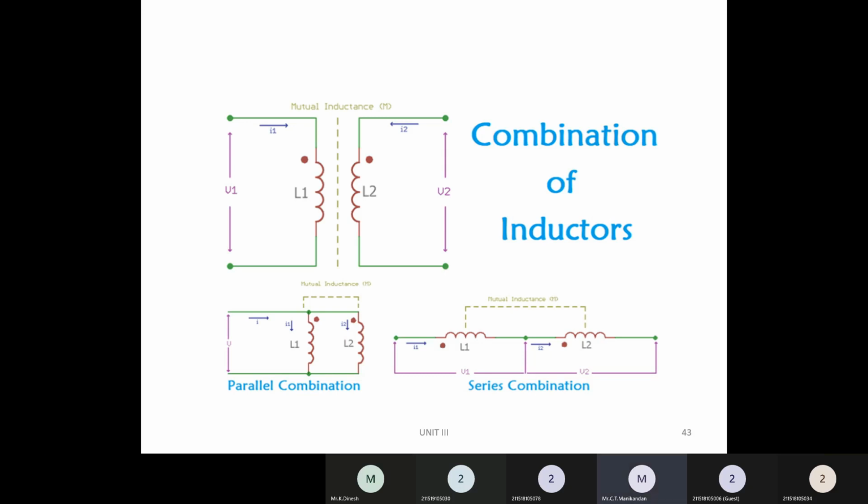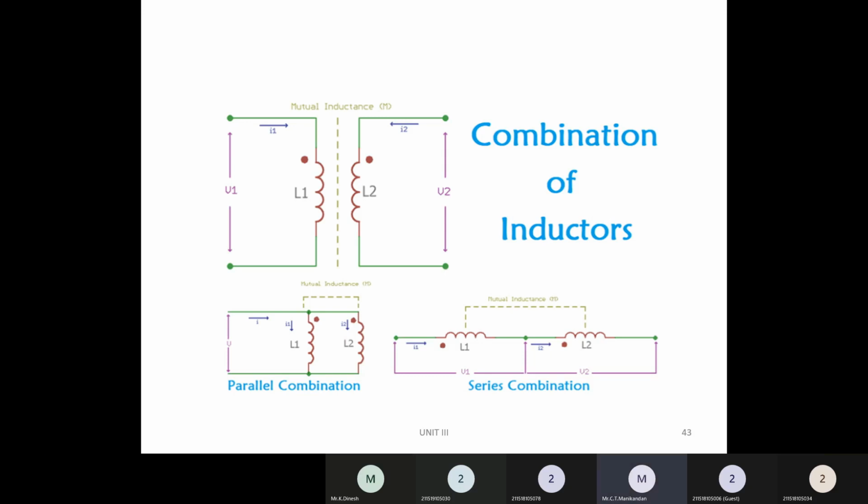In two inductors, if the dot is at the starting point of both coils, then we can say it is series aiding. If the dot of the first coil is at the start point and the dot of the second coil is at the end, we can say it is opposing. Depending upon the connection, we can say series aiding, series opposing, similarly parallel aiding, parallel opposing.